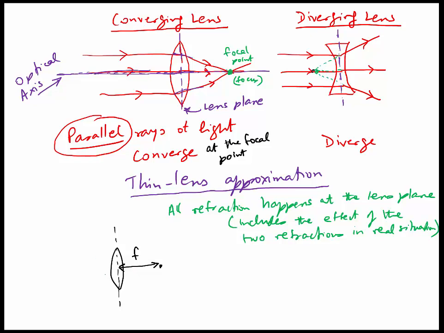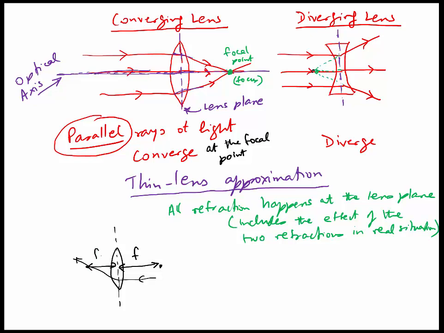So this lens will have a focal length and a focal point on both sides of it, because the rays of light could be coming from the left, hitting it and then converging on the right, or coming from the right, hitting it and converging on the left. So you could have a ray of light that goes like that. And so it'll have a focal point on both sides, and it'll have a focal length on both sides.